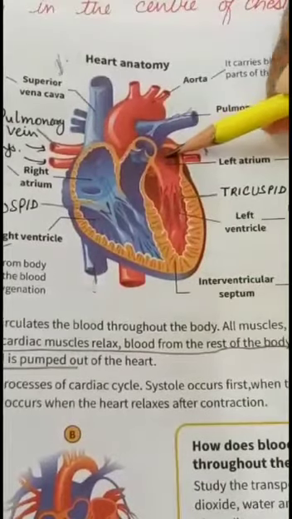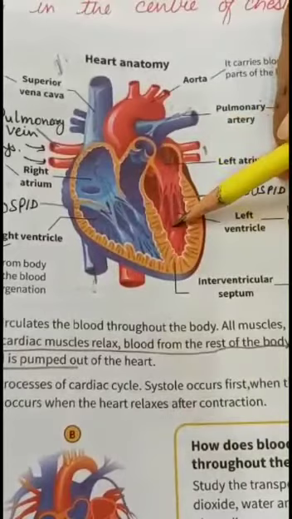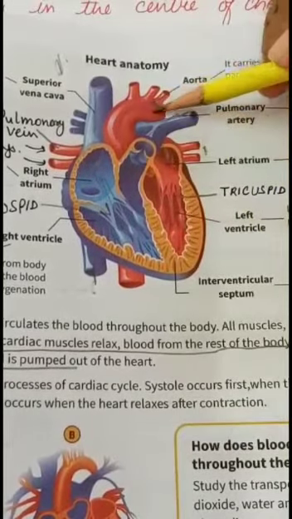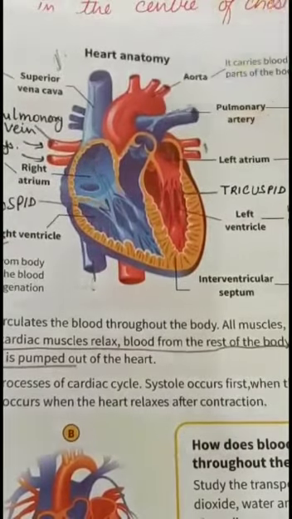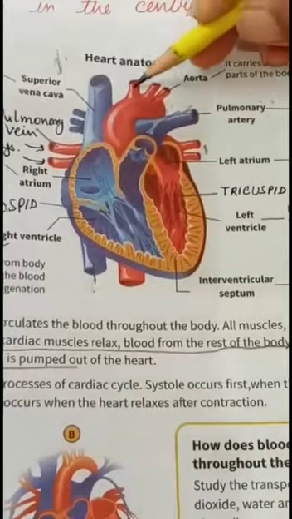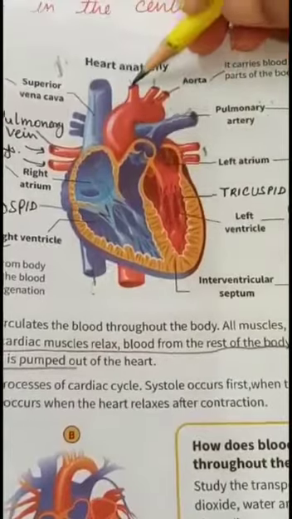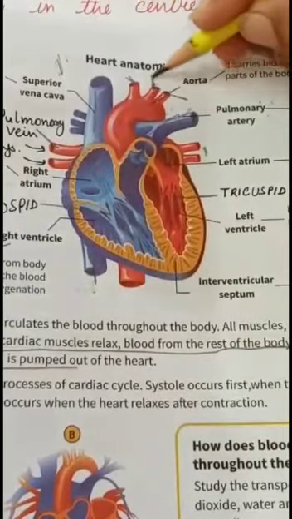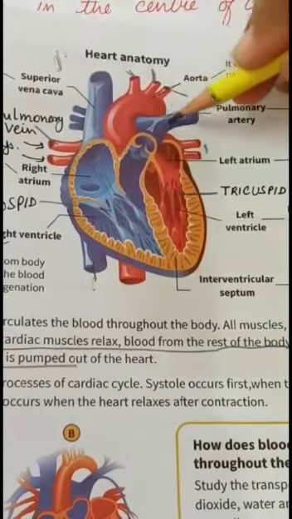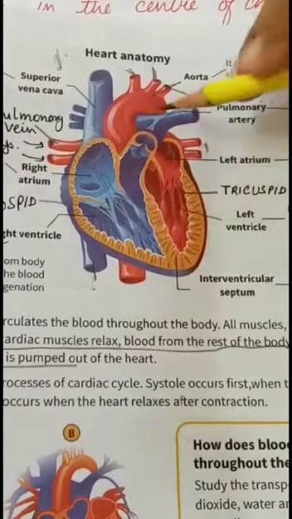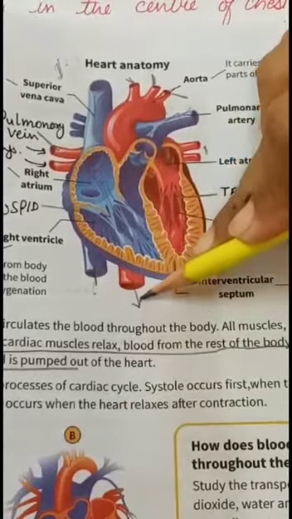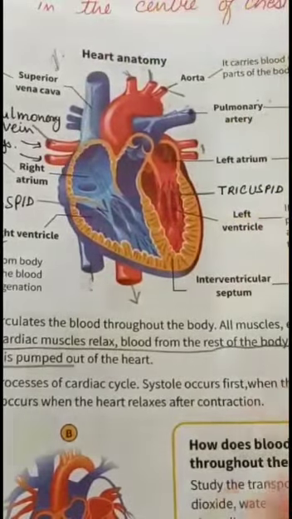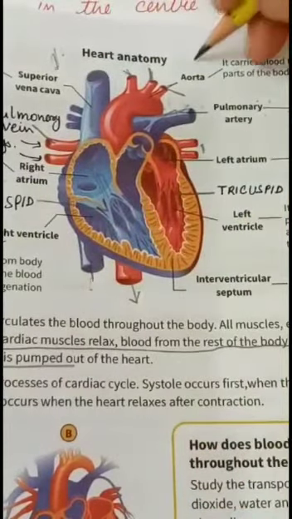From the left atrium, the blood is pumped into left ventricle. From left ventricle, it is carried through this aorta to rest of the body. Now this aorta gives off 3 branches. These 2 branches carry the blood to the arm region, this is carried to head and neck region, and then it arches down behind the heart and supplies the lower part of body. This is the whole picture of heart. You have to practice this diagram.